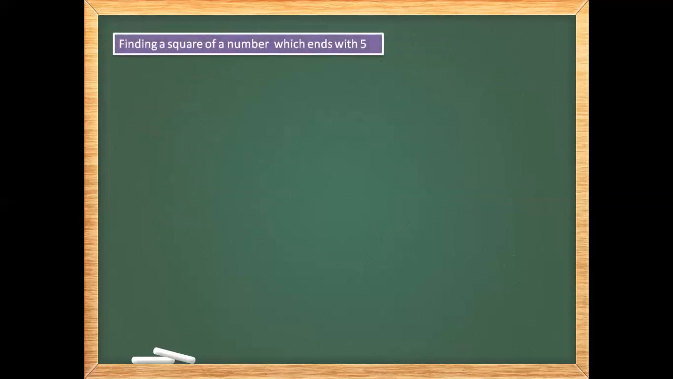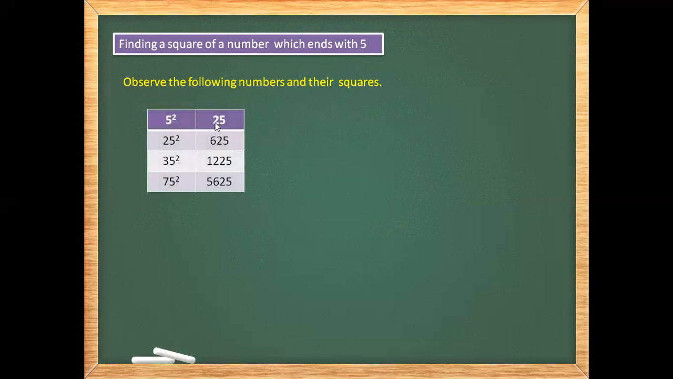Okay. Now, see children, there is another method for special numbers. Which numbers? Those that end with 5. So how do we find the square of a number which ends with 5? Observe the following numbers and their squares. See, 5 square is 25. 25 square is 625. 35 square is 1225. 75 square is 5625.